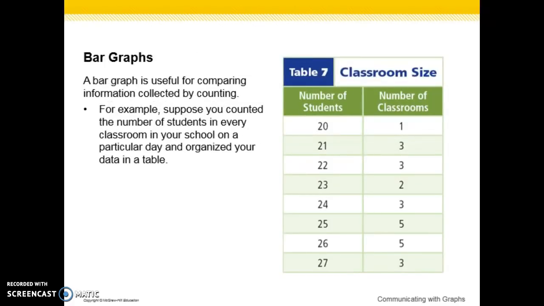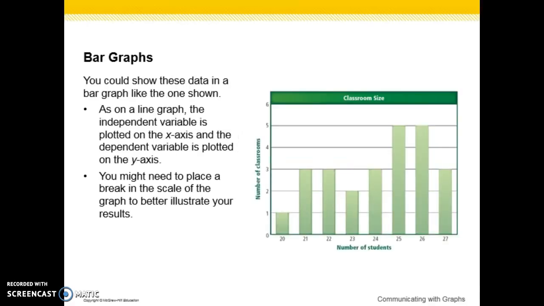Okay, what I need you to write down here is bar graph, and that it's used for comparing information collected by counting. You'll want to make sure you draw out this data chart, please. And you don't need to write this bullet point down. For example, suppose you counted the number of students in every classroom in your school on a particular day and organized your data in a table. This is what it would look like in a bar graph. You could show these data in a bar graph as on a line graph.